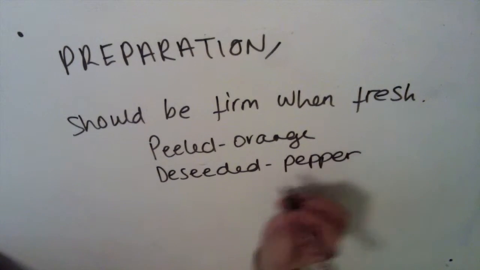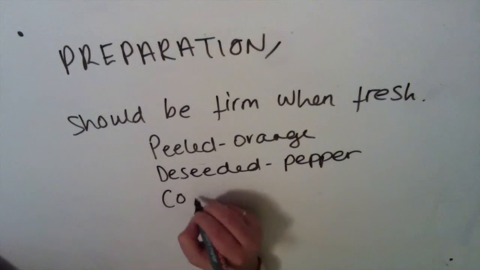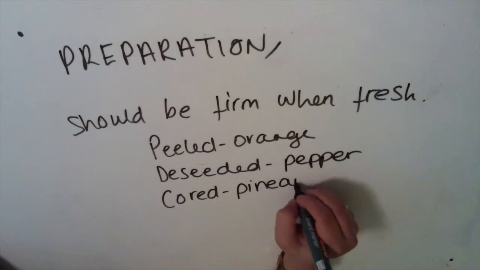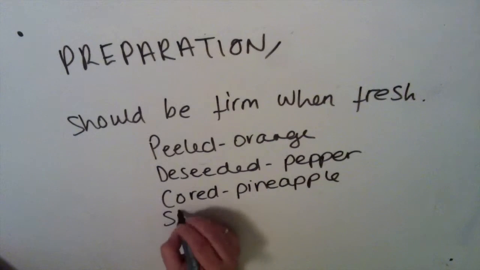So once your fruits and vegetables are ripe, you can prepare them in lots of different ways. So some fruits and vegetables need to be peeled. So an example of this is an orange. We don't typically eat the peel of an orange unless we're zesting a little bit of it into a recipe to get a bit more flavour.